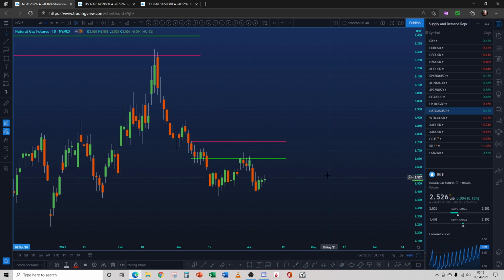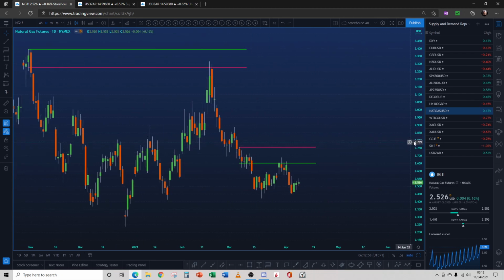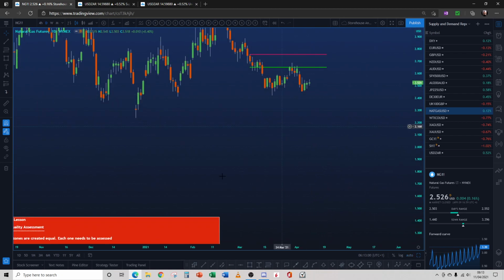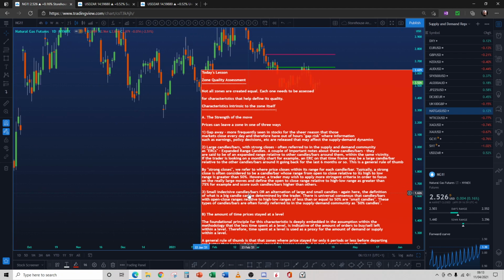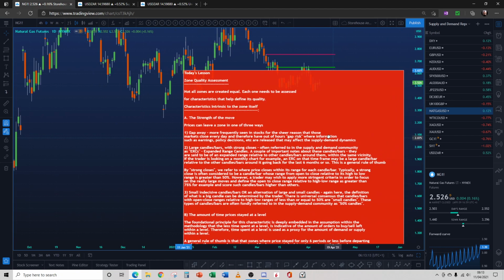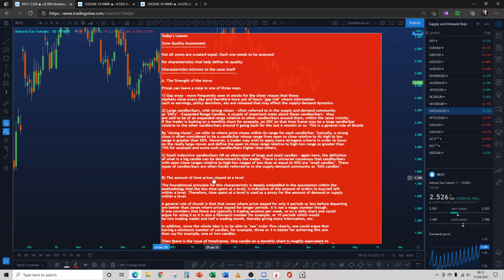Okay, so the next point we were looking at, if we go up and bring those notes back, you see a gap away we said is the best scenario. Large candles, so this one we just assessed would fall under number 2, for example. Okay, and the next point we want to assess is the amount of time prices spent at the level.